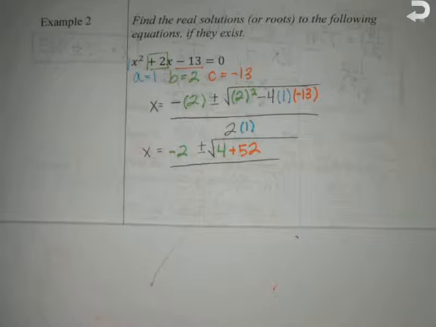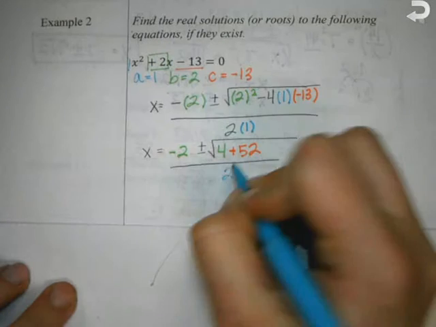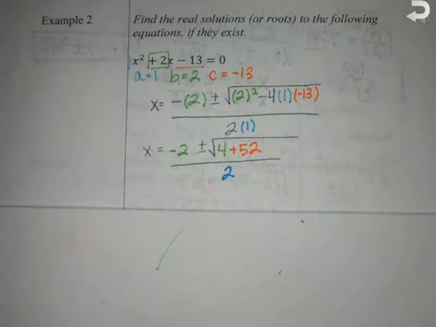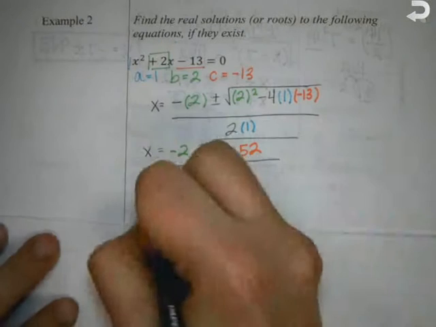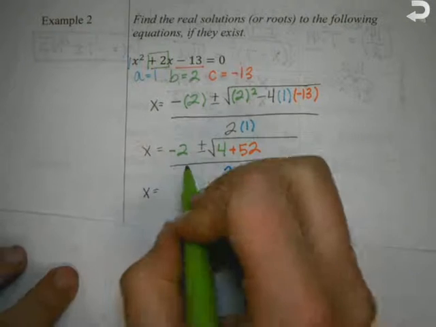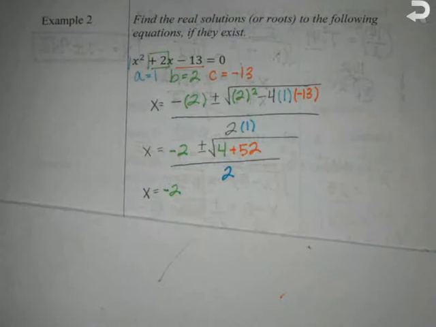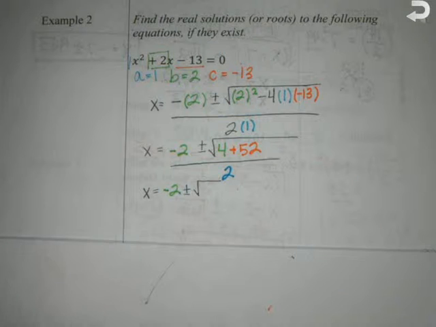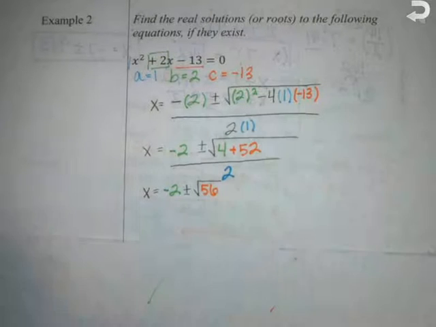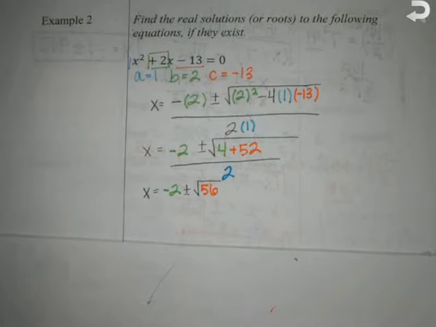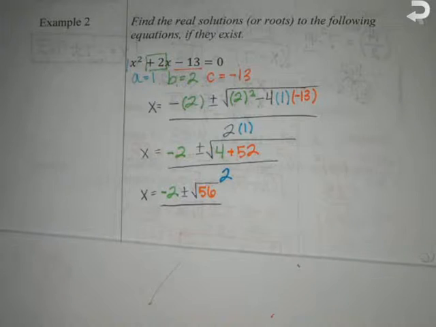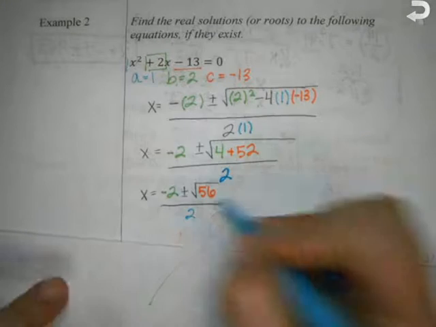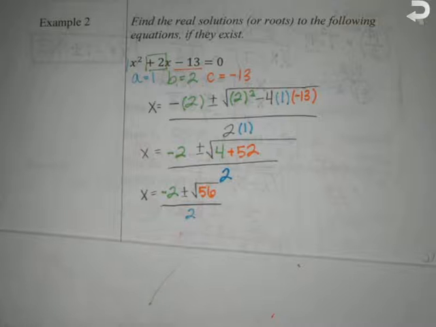Okay. Not quite. We have to simplify as much as possible. So what is 52 plus 4? So this is negative 2 plus or minus the square root of 56. All divided by 2. Oh, hold on. See how it all ties together? All divided by 2. Okay, now this is the one question on the quiz that was the most missed, and I wanted to go over it, but we're doing it right now.